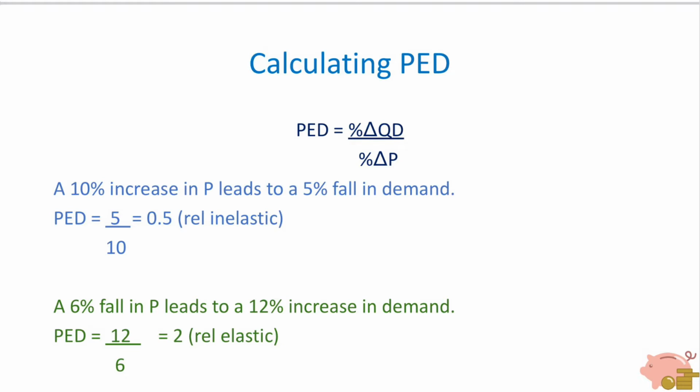And on the second example here, we've got a 6% fall in price, and that's going to lead to a 12% increase in the quantity demanded. So 12 over 6, which equals 2, and that's relatively elastic.